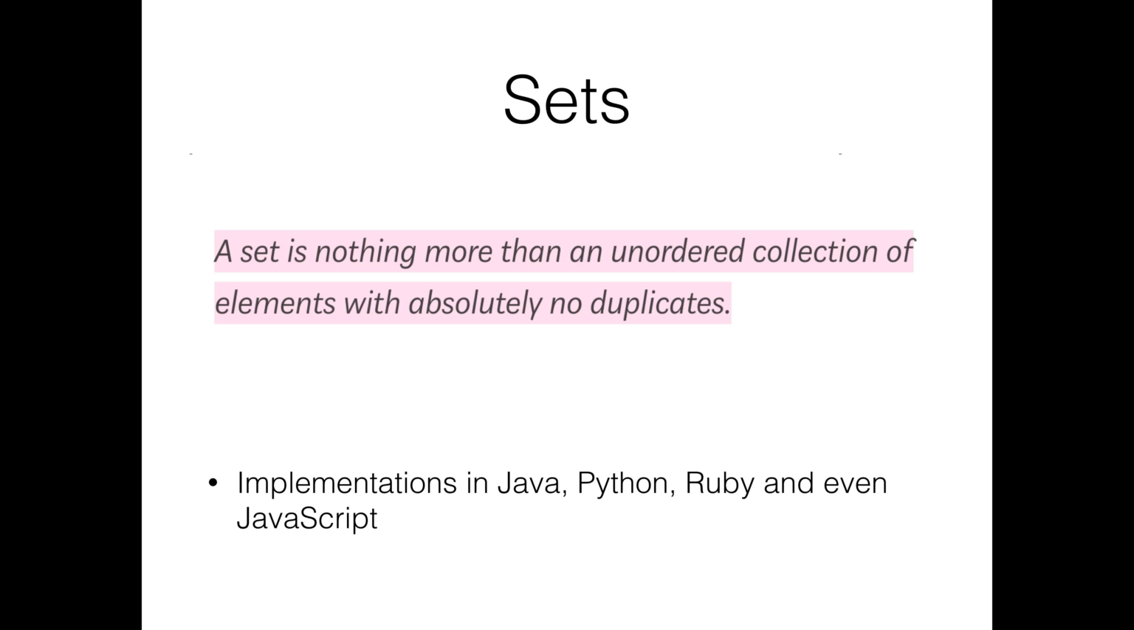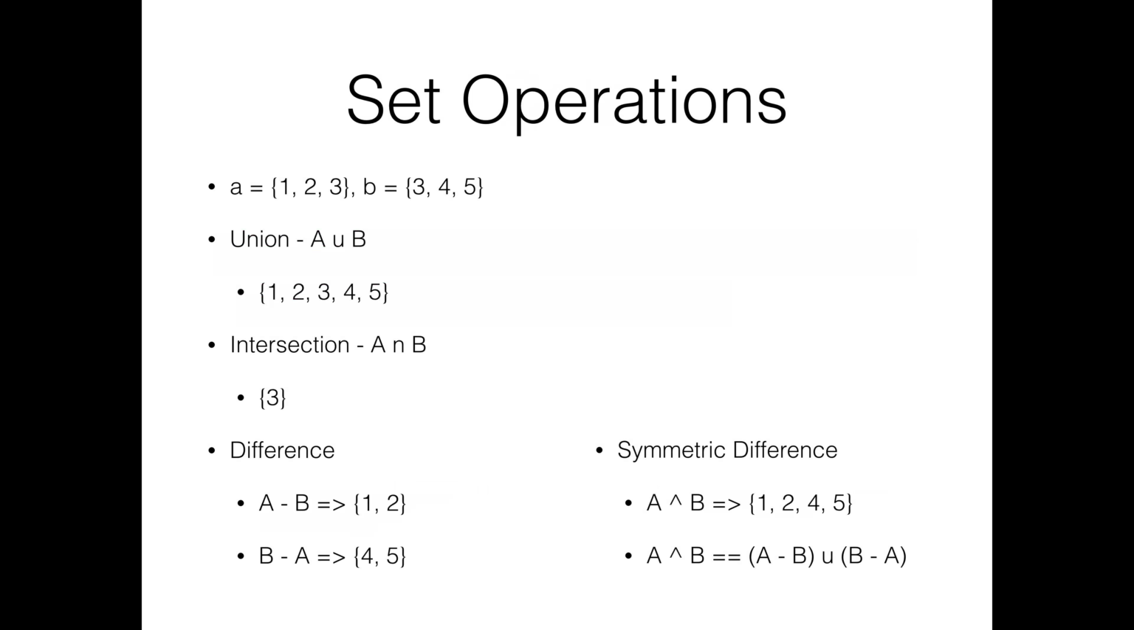If you add the same object to a list twice, it's going to add it twice. But if you add the same object to a set twice, that's not going to work. You're just going to have one object in the set. There are implementations of a set in most languages. Even JavaScript has an implementation of the set object, I think, at least in ES6.